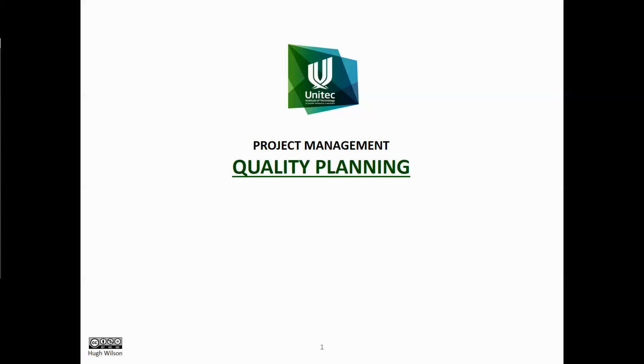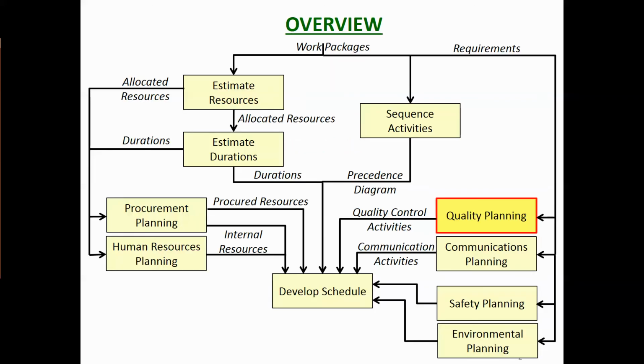In this video we're going to look at quality management, in particular quality planning. So you'll recall this from previous videos. We've developed our work packages from our scope planning process. Then we do the time planning, we figure out the resources and duration. And then once we'd figured out our resources, we could figure out how we were going to obtain those resources, procurement planning and resources planning.